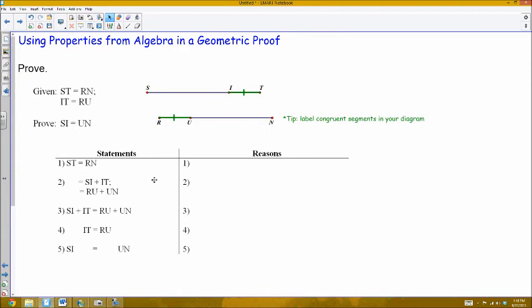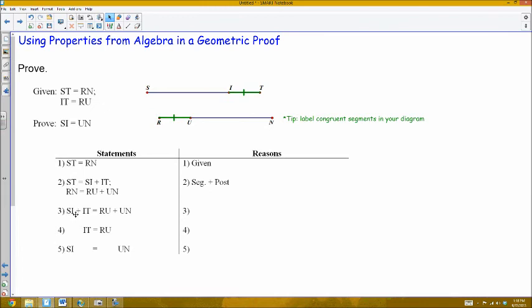So if I'm going to justify each of the steps in this argument, I start with ST is equal to RN. That was one of my given pieces of information. And then I'm making a statement about the sum of SI plus IT. Well, notice SI plus IT would form this entire segment ST, and RU plus UN would give me this entire segment RN. And this is that segment addition postulate that we talked about in class. The length of one segment is equal to the sum of its component segments. So the component segments of ST are SI and IT. I put them together, I have the entire length ST.